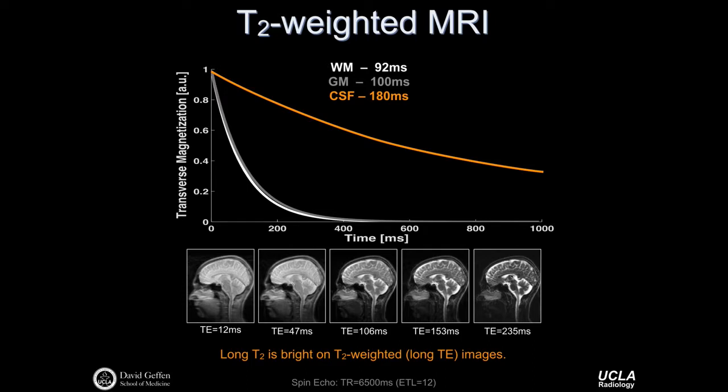And so what we should appreciate from this is that long T2s like CSF is bright on a T2 weighted, which is a long TE image. And that's exactly what we see here. A long T2 is bright on a T2 weighted image.